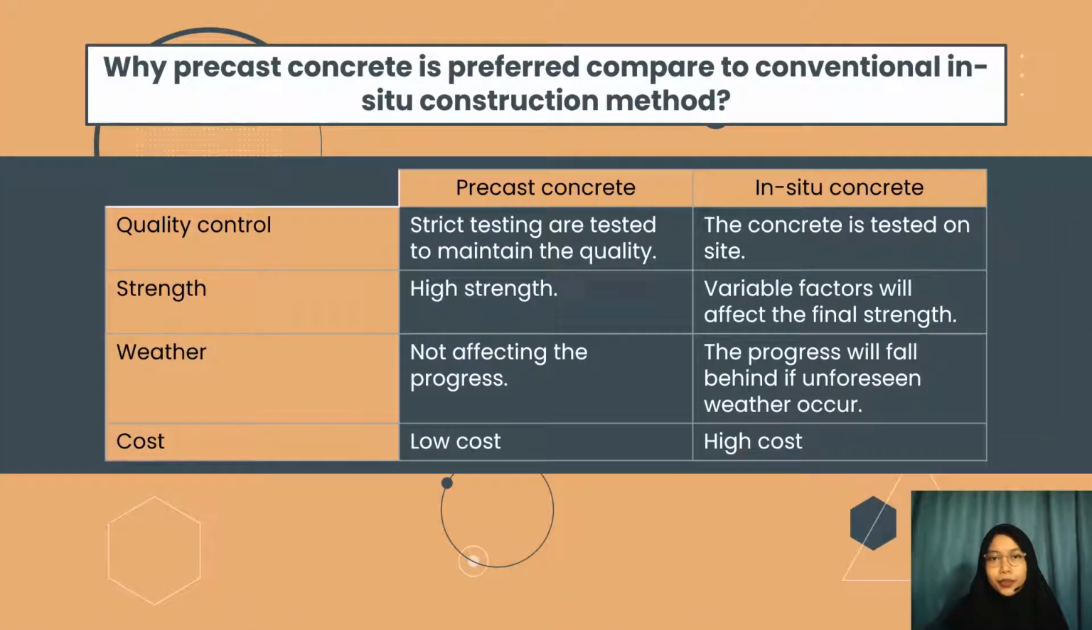Why is precast concrete preferred compared to the conventional in-situ construction method? For quality control, precast concrete has to go through strict testing to maintain the quality control and get high strength. While for in-situ concrete, the concrete is tested on site and variable factors such as temperature and humidity will affect the final strength. If unforeseen weather happens, the progress of the precast concrete will not be affected, but the progress of in-situ concrete will be delayed.